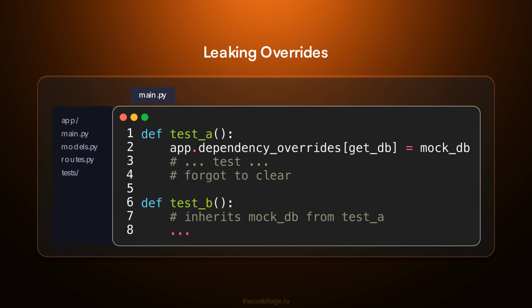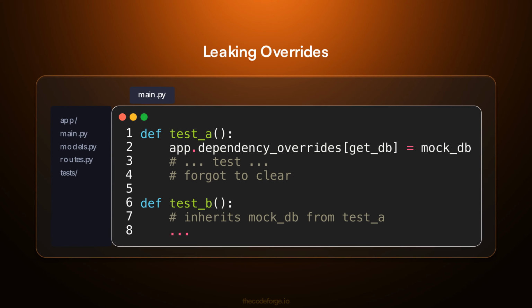Dependency overrides are stored on the global app object. If you forget to clear them, test B will run with test A's overrides, causing false positives or false negatives.